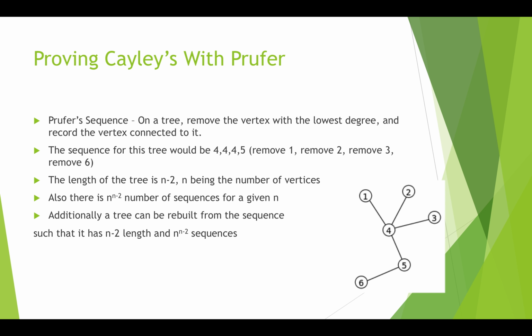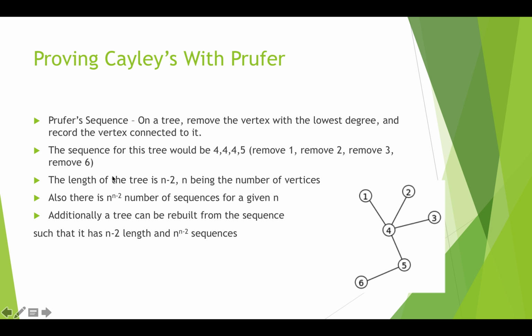When we talk about Cayley's formula, we also talk about the Prüfer sequence. The idea is that on a tree, you take the vertex with the lowest degree and record the vertex that's connected to it. In this example for this tree down here, one of the vertices with the lowest degree is 1. I'll start up here, so I record down 4. This is the first vertex in my sequence. Then I can take 2, which also has a degree of 1, and write down 4 again. Now I remove that. Take 3, remove it, write down 4, and then take 6 over here, remove it, 5.